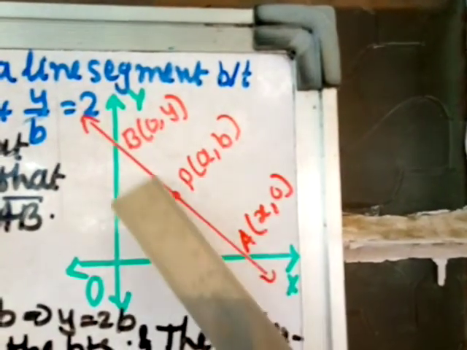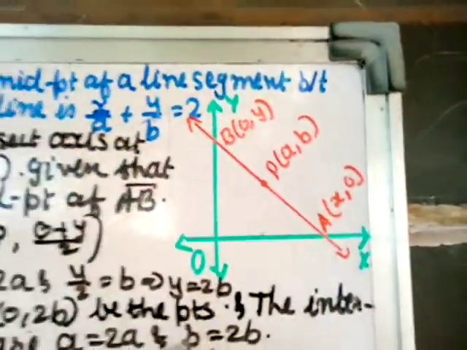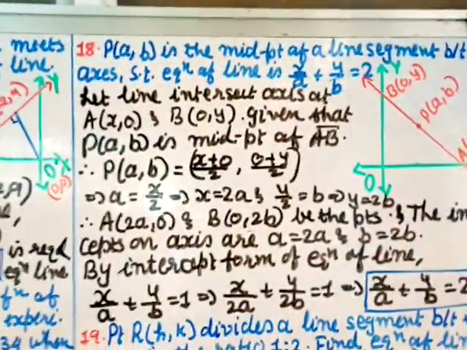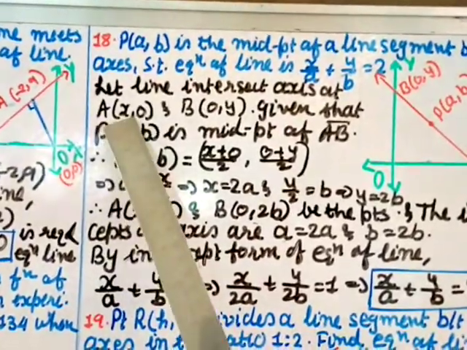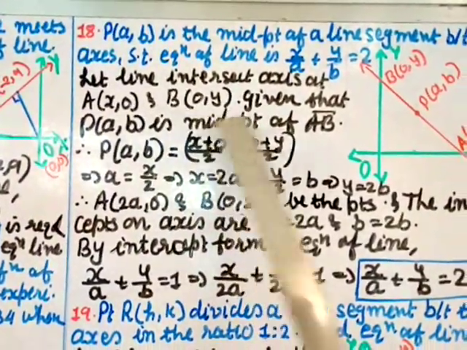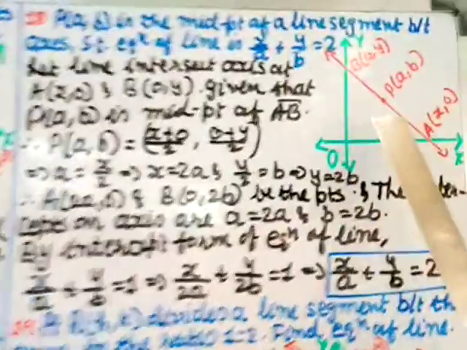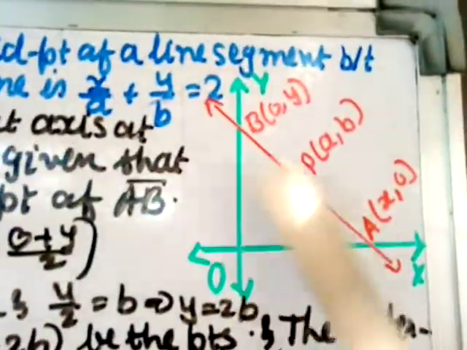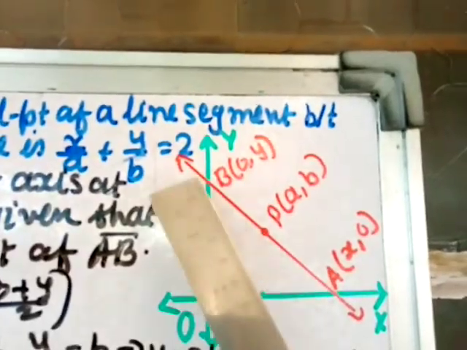This you call A, this you call B, and P is the midpoint of AB. So that is what is given to us in the question. Let the line intersect the axes at A(x, 0) and B(0, y). So that's what I was telling you here. Given that P is the midpoint of AB. Now P is the midpoint between the axes, so that means P is also the midpoint of AB.